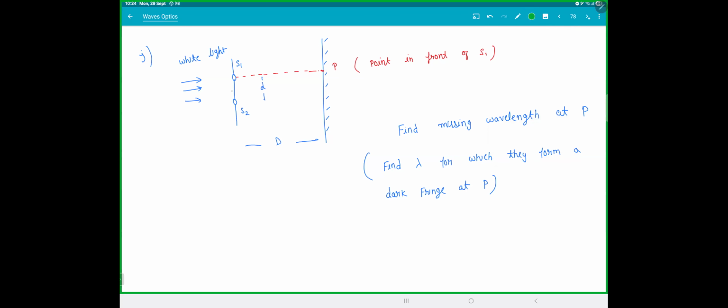Since it is exactly at point P, what is this distance? d by 2, na? So basically y is d by 2. Path difference will be dy by capital D, which is d square by 2 capital D. You want a dark fringe, so 2n plus 1 lambda by 2. Therefore, lambda will be d square by (2n plus 1) into capital D. So the missing wavelengths will be d square by D, d square by 3D, d square by 5D, and so on. Easy?